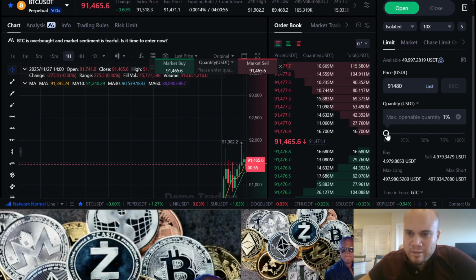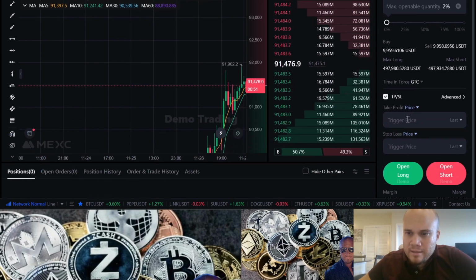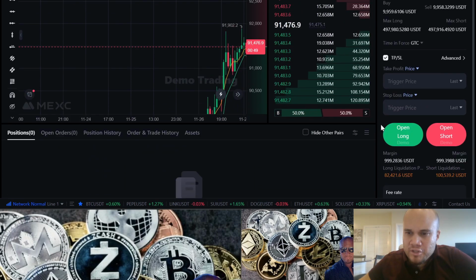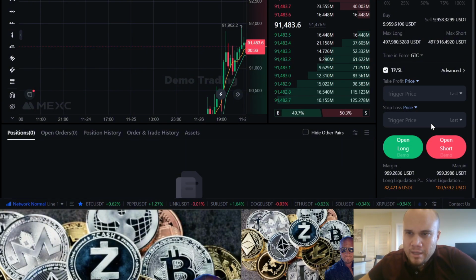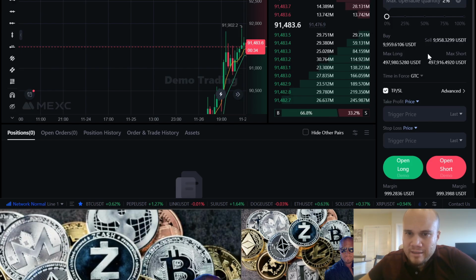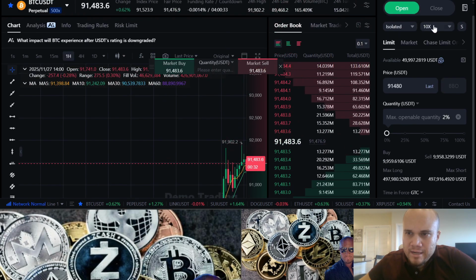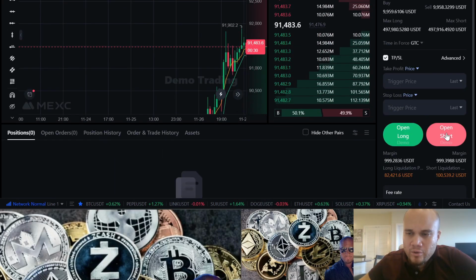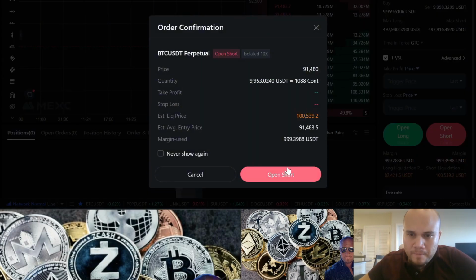In this case, we'll do maybe like 2% of the position. Just to get into it immediately, I'll go ahead and click open short, and I can adjust the take profit and stop loss later. In this case, I need about $999 of margin, about $1,000, to open up this short. And I'll be able to control roughly $10,000 with 10x leverage here. So I'll go ahead and click the open short.